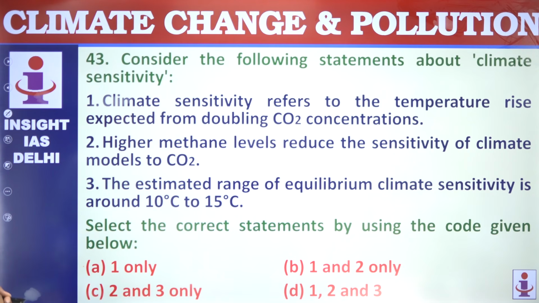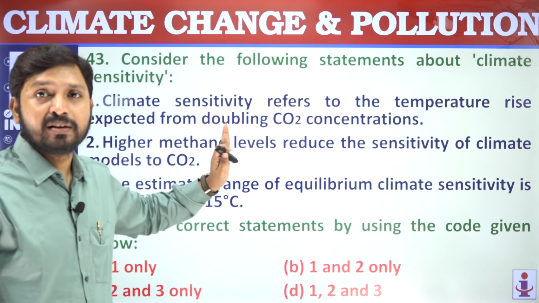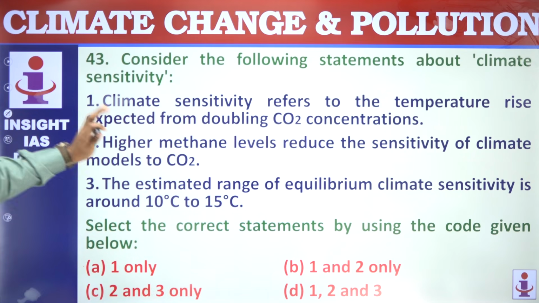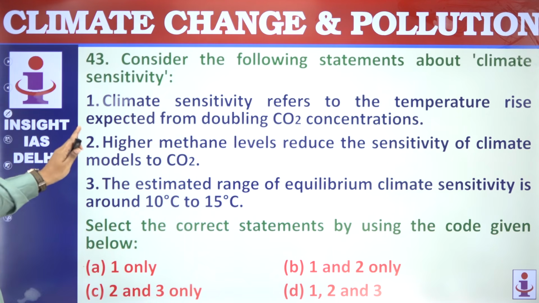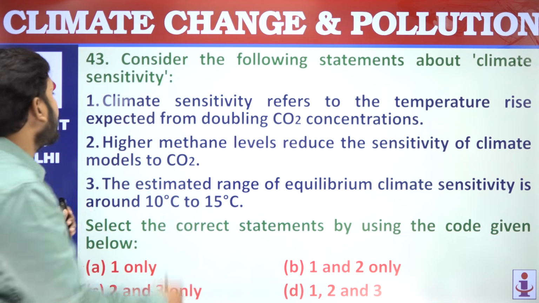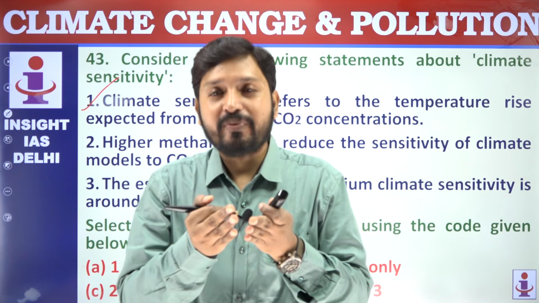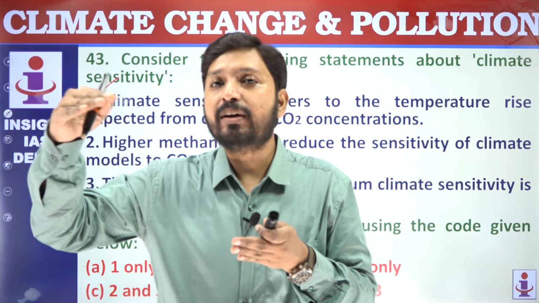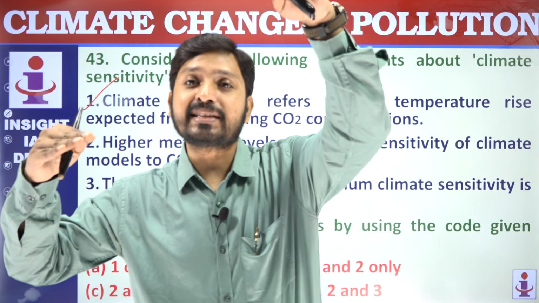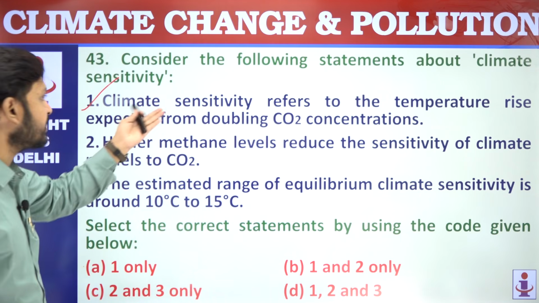Consider the following statements about climate sensitivity. Okay, so directly we'll read this question. This is also a very current topic, very frequently seen in the news. Let's see. Climate sensitivity refers to the temperature rise expected from doubling carbon dioxide concentration. This is the right statement. What it actually means is, when the amount of carbon dioxide is doubled, how much temperature rise takes place because of it is what is called climate sensitivity. So double carbon dioxide, how much is the temperature rising. This is the statement they have given.